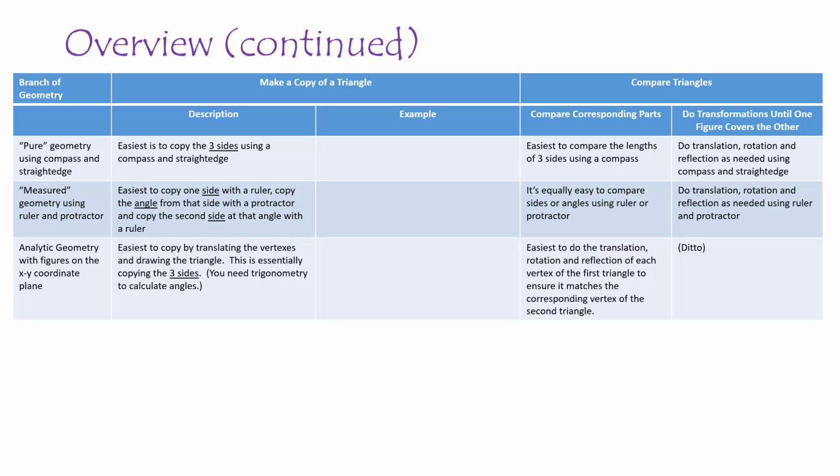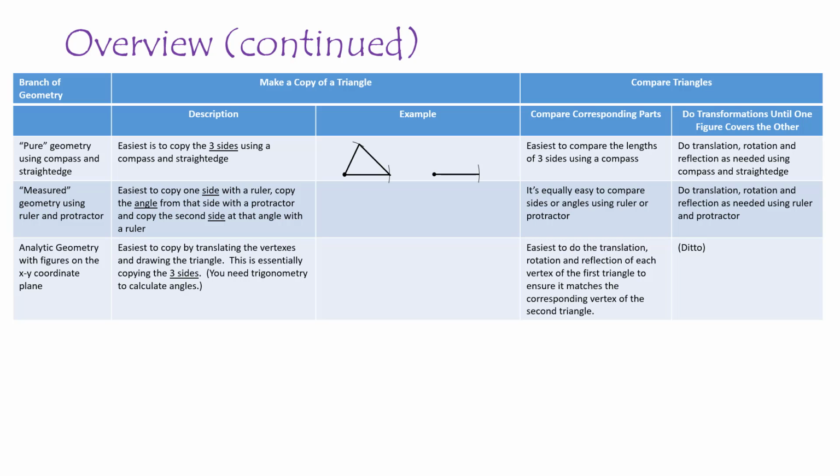Let's look at making a copy of the triangle with each of these parts of geometry. For pure geometry with a compass and a straight edge, it's easiest to just copy the three sides. The way you would do that is you start with a triangle, and then you measure one side of the triangle with the compass, and then you draw an arc with that compass, and then you can draw the first side just like that.